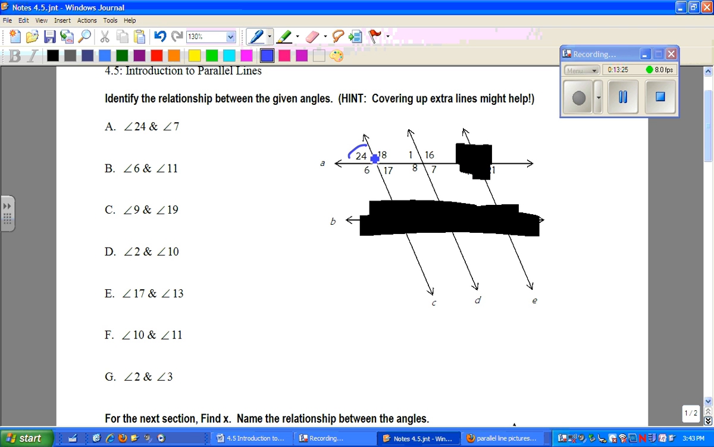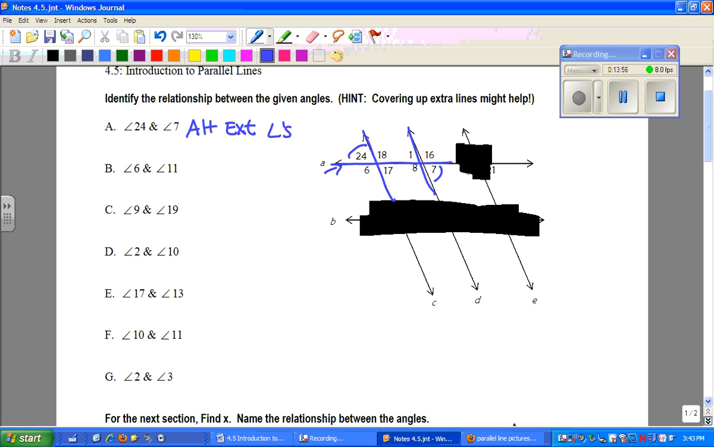24 and 7. Here's 24. Here's 7. Let's see here. Here's the lines I'm looking at. There's the 2. This is the transversal. So are we inside or outside? This is inside the house. So 24 and 7 are outside, so we know they're exterior. Are they on the same side of the transversal or different? Here's the transversal. 7 is down here, 24 is up there. So they are alternating. They're alternating exterior angles.